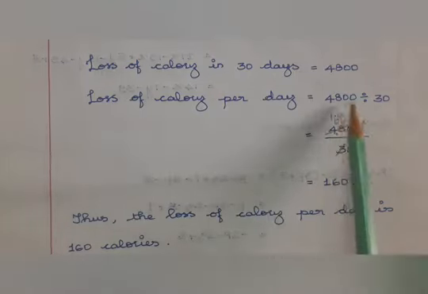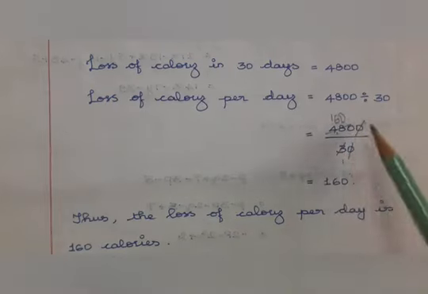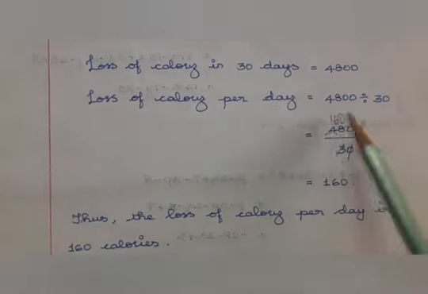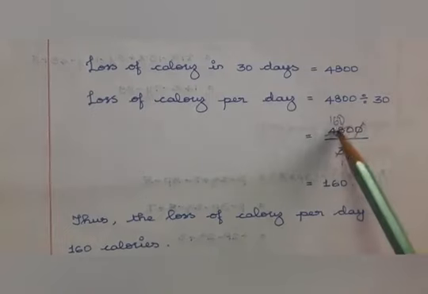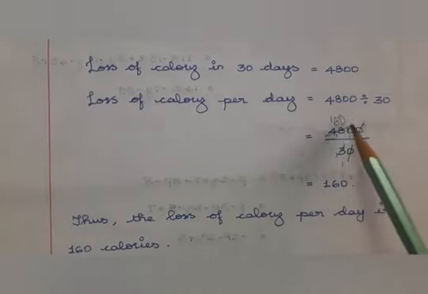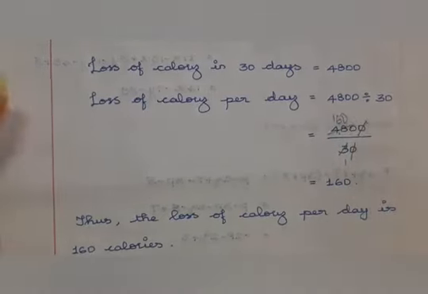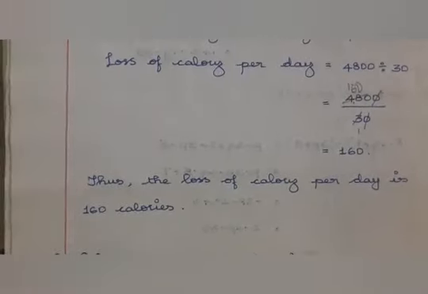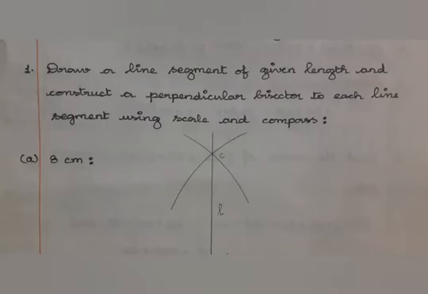Okay, so 4800 divided by 30, 0 0 get cancelled, 1 3 is 3, again 1 3 is 3, remainder 1, 6 3s are 18, remainder 0, so 160. Thus the loss of calorie per day is 160 calories. Very easy. Yes, clear. Next we'll go with geometry.